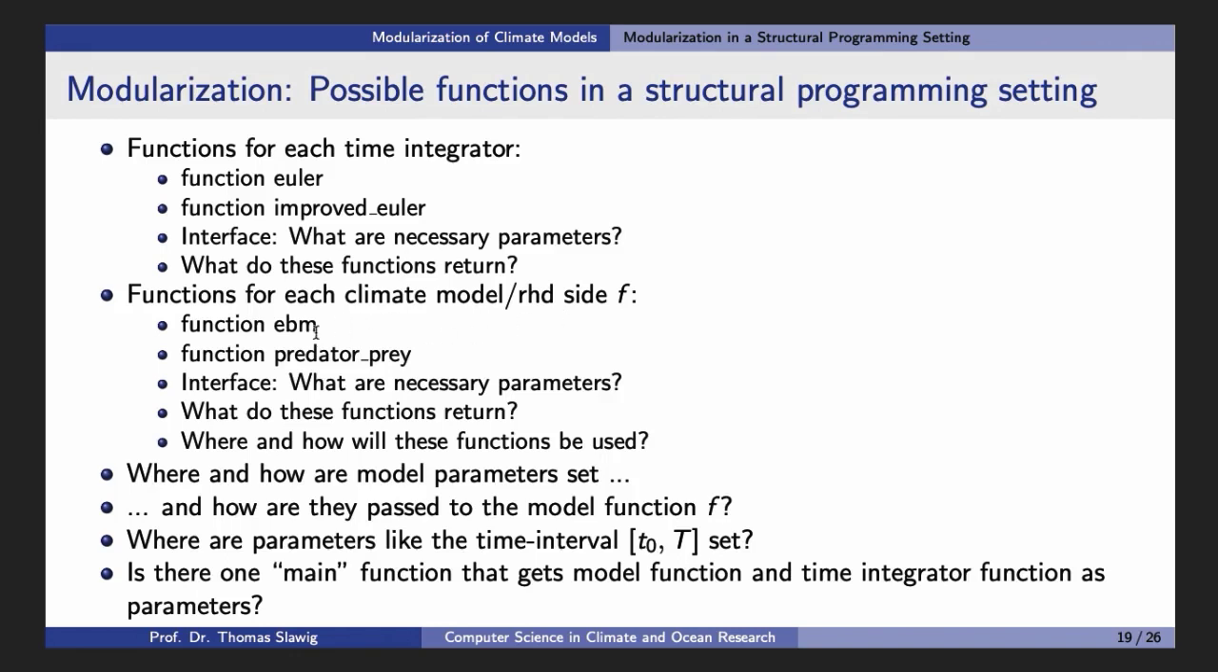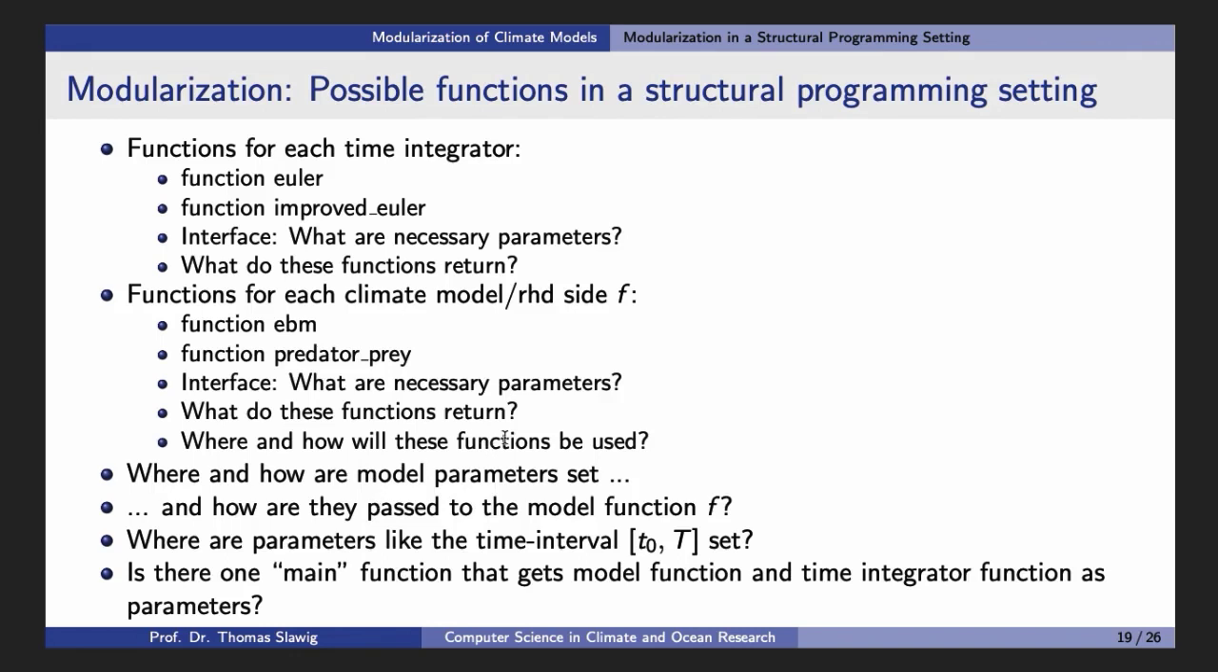We need to have then a function energy balance model and another one predator-prey. And again, what are the necessary parameters? What do these functions return, and where and how will these functions be used? They have to be used in this time integrator.